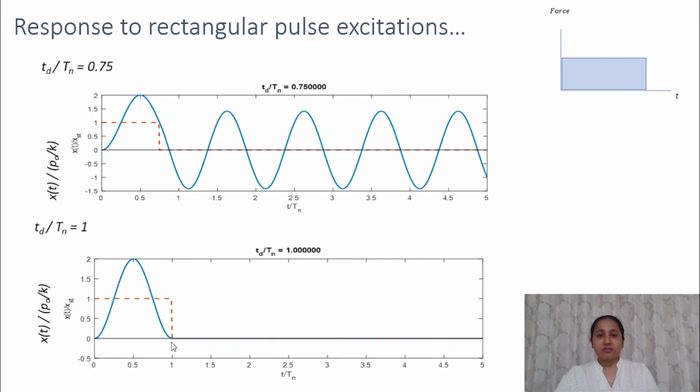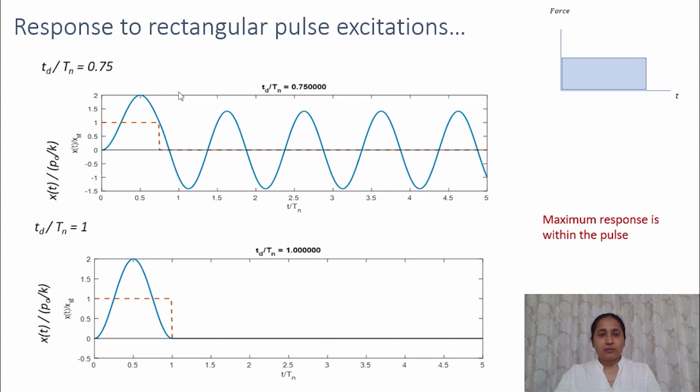So that is when the pulse stops. So the initial conditions for the free vibration phase is 0. So because of that, there won't be any free vibration. So this just oscillates once and stops there. So the response will be there only during the pulse, that is during the forced vibration phase. There won't be any free vibration for this particular case. So that is when Td by Tn is equal to 1.